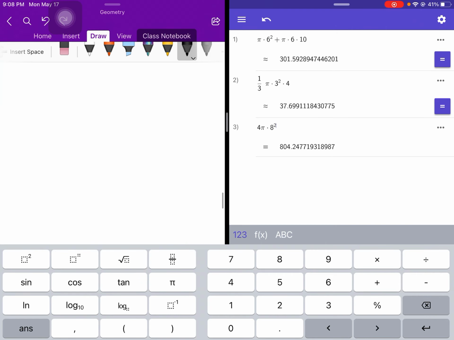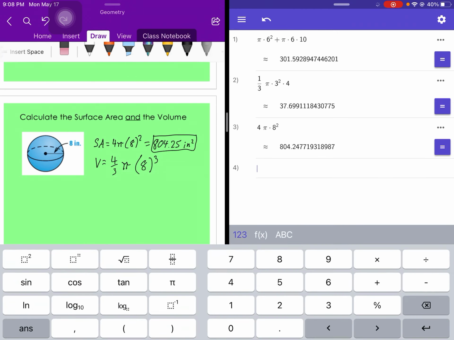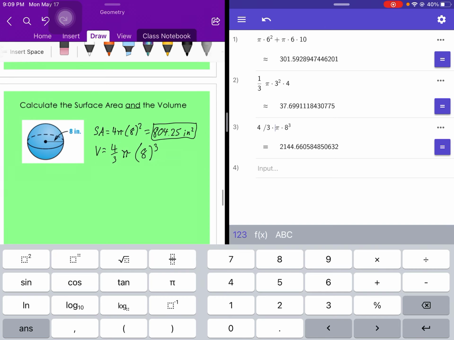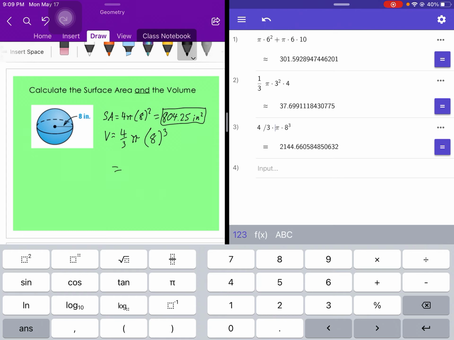Then the volume, using the other formula, is going to be 4/3 pi times the radius cubed. So that's going to be 8 cubed. So for this one, I can actually just go back and edit this. Change that to a 3, and then divide that 4 by 3. And so that's pretty easy to fix right there. So we end up getting 2,144.66, and this would be inches cubed because it's volume.